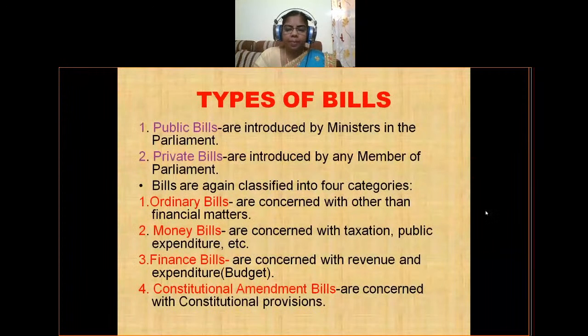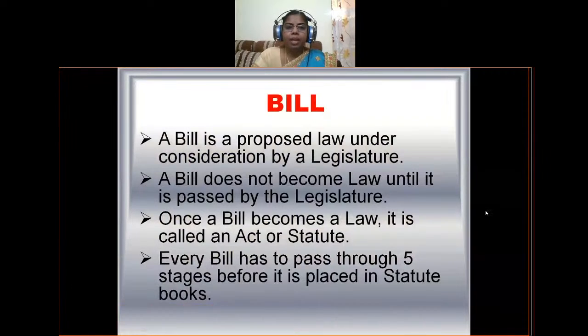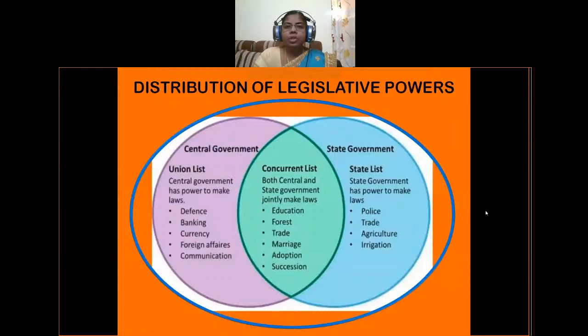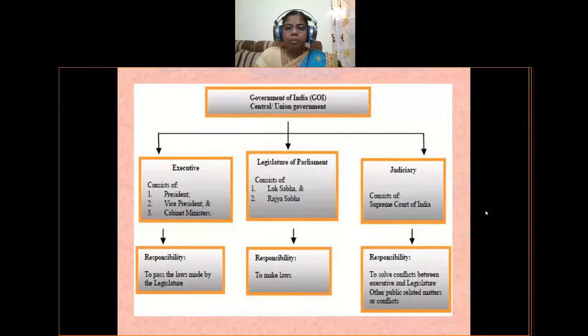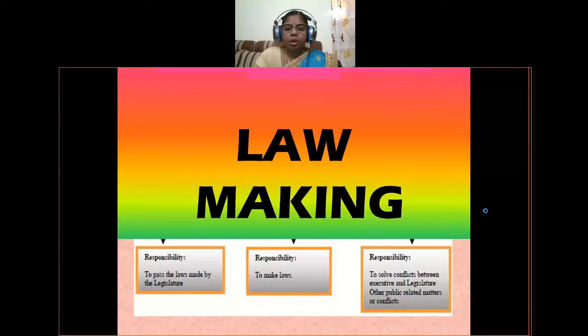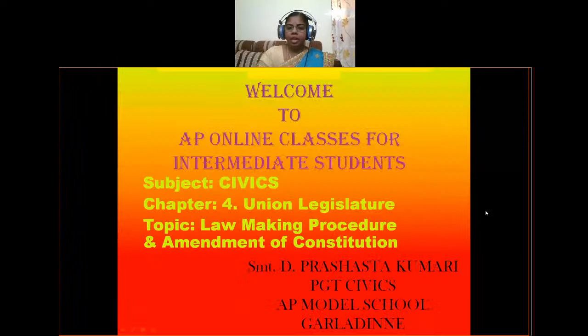So these are the types of bills you have to learn. And this is what is a bill, the definition of bill. And this is the distribution of legislative powers in our constitution into 3 lists. Okay, so this is the government, and this is law making procedure. And today you have learnt about law making procedure and also amendment of constitution.